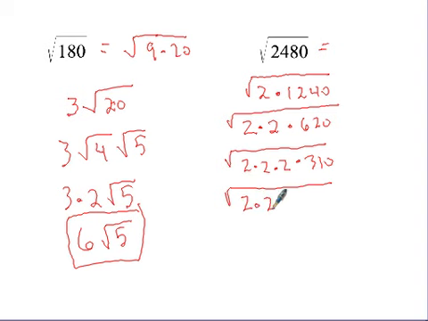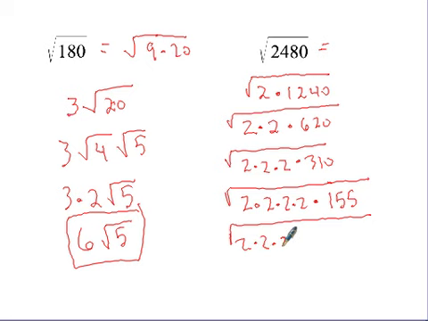You guys are going to hate this, but it works. 2 times 2 times 2 times 2 times 155. Now, well, 2 won't go into this anymore, will it? Okay. But it will still break down. I don't know if it's got any perfect squares in it or not at this point. I'm not sure. So 25 won't go into it. 5 will go into it. So we can just keep breaking it down. 2 times 2 times 2 times 2 times 5 times 31.